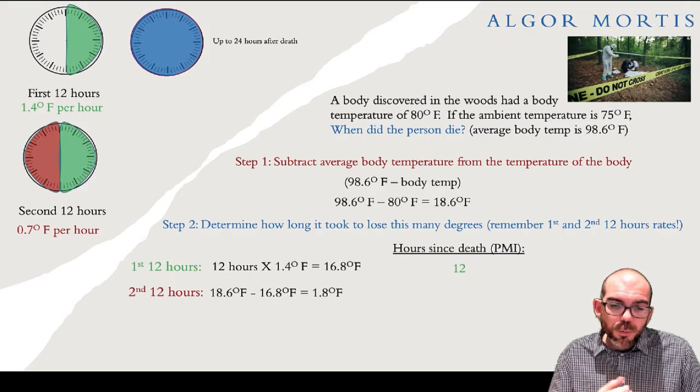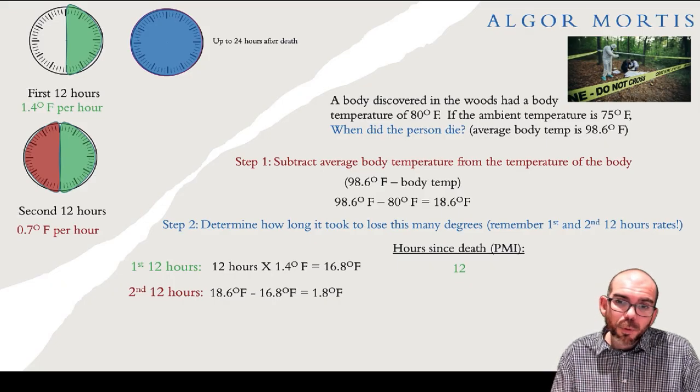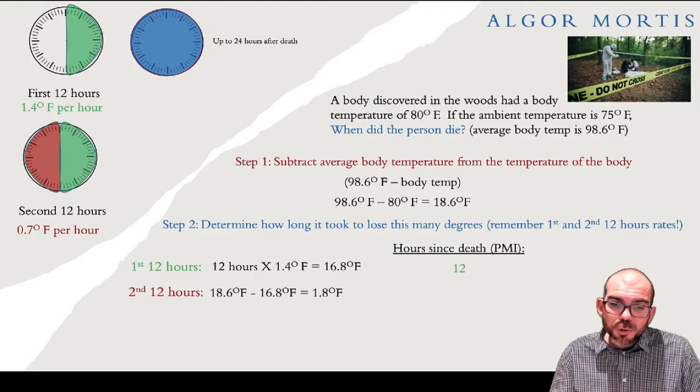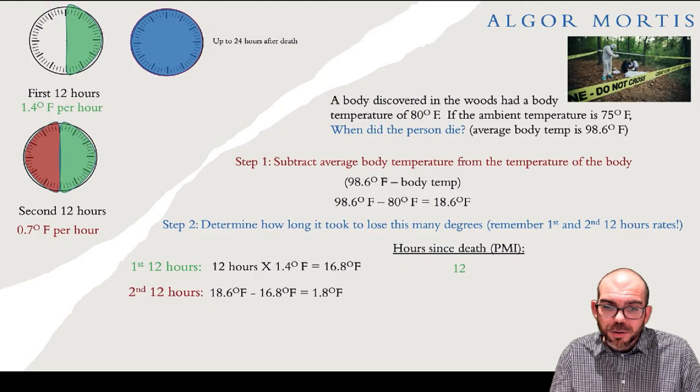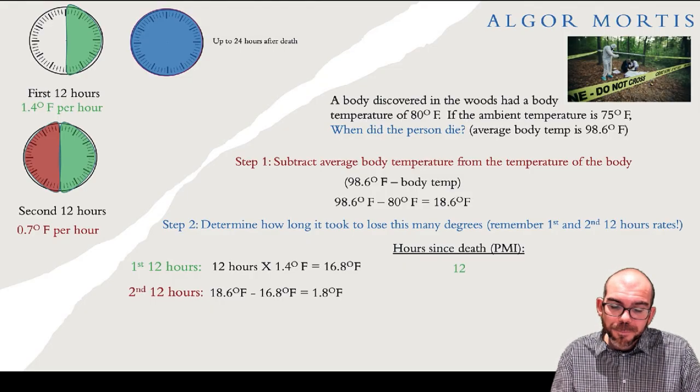To figure out the remainder, I'm going to take my total loss, which was 18.6 degrees Fahrenheit, and subtract from it the first 12 hours, a loss of 16.8. That gives me 1.8 degrees Fahrenheit. So that's the amount of degree loss that I'm left needing to account for. How many hours would it take for this body to lose it?